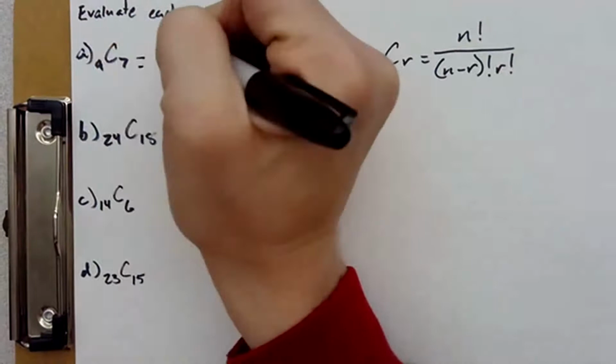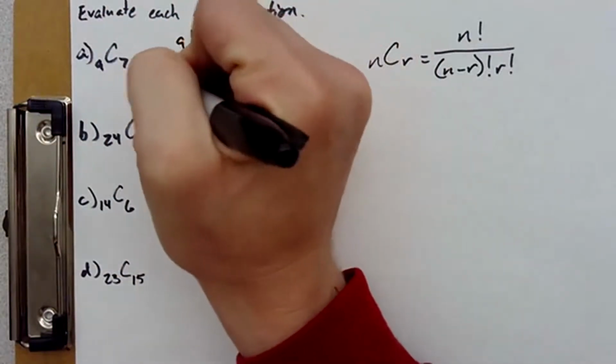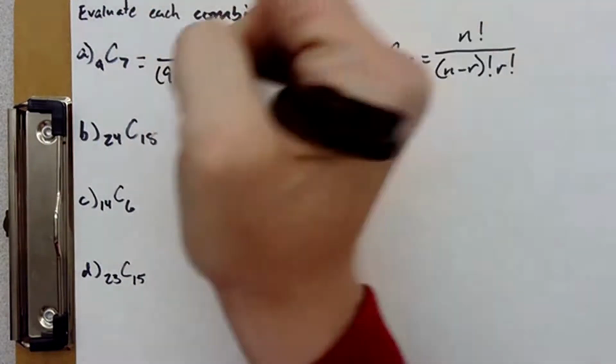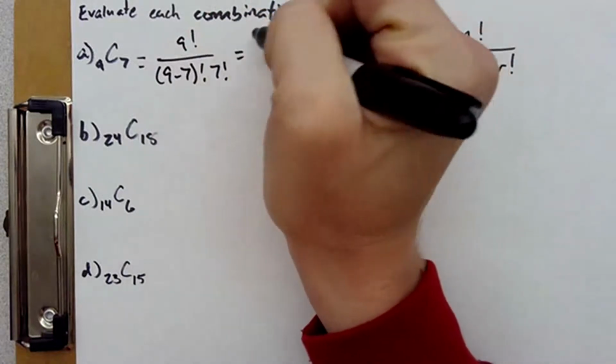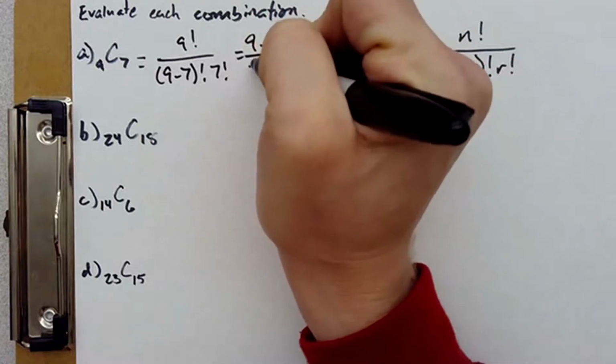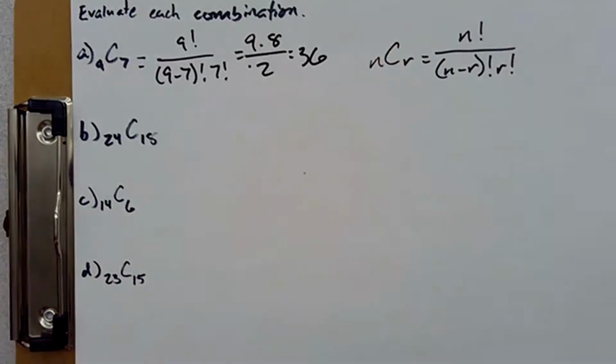So this is 9 choose 7. So that's 9 factorial over 9 minus 7 factorial times 7 factorial. Okay, well, that's 9 times 8 over 2 factorial, or 2, which is 9 times 4, or 36. If we were taking permutations, this would be 9 factorial over 2, but we're taking combinations and we get a lot fewer.